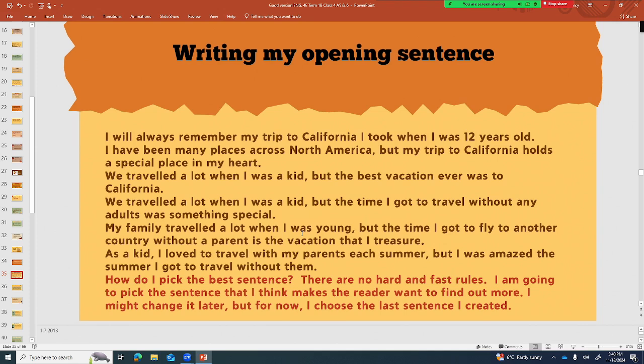I like that one. My family traveled a lot when I was young, but the time I got to fly to another country without a parent is the vacation that I treasure. I find that one kind of wordy. As a kid, I loved to travel with my parents each summer, but I was amazed the summer I got to travel without them. How do you pick the best sentence? There's no hard and fast rules. I'm going to pick the sentence that I think makes the reader want to find out more or that I think is more interesting. I might change it later, but for right now, I'm going to choose the last sentence I created.